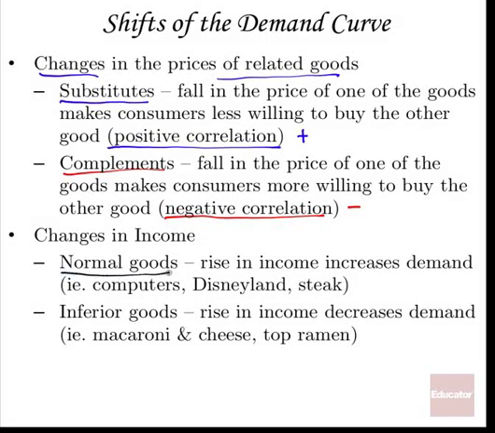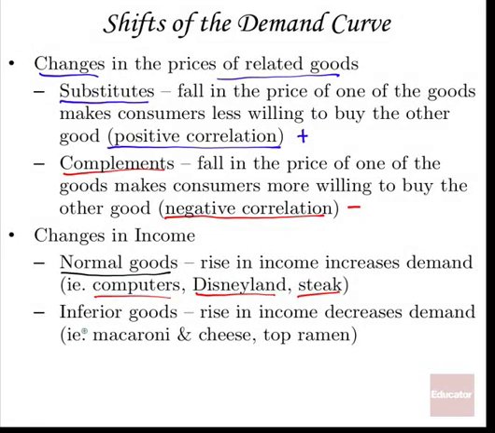There are normal goods, and when income rises, it increases demand for that particular item. For example, computers, Disneyland tickets, or steak. These are all normal goods. If people make more money, then they're going to buy more of it.